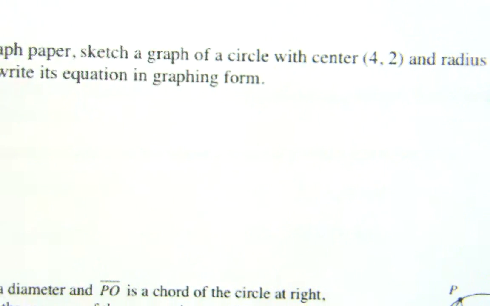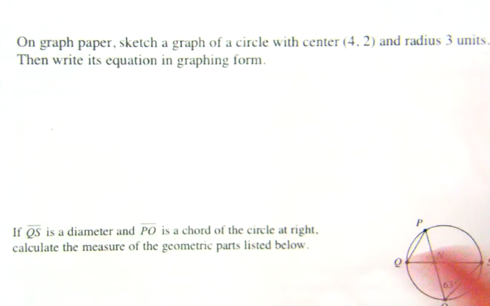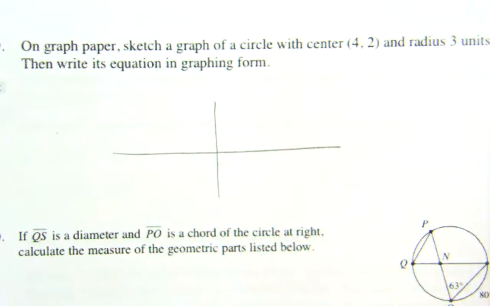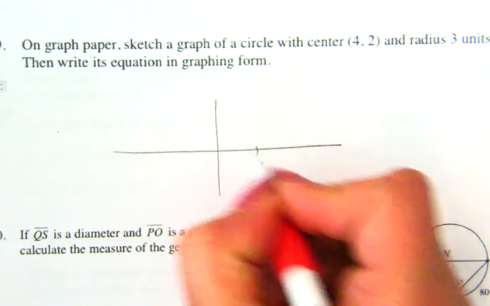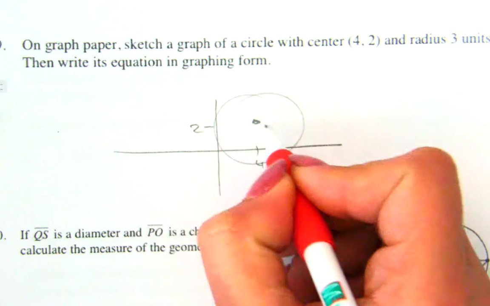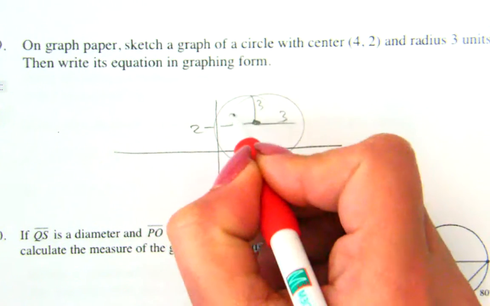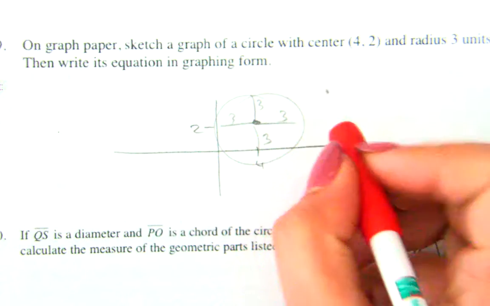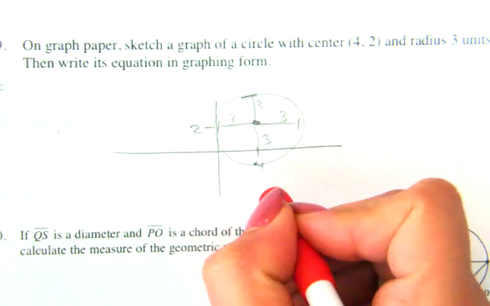All right, and 109, it was sketch a graph of the circle with the center at 4, 2. So we said, okay, we're going to have 4 and 2. So here's our center. We're going to have a circle with a radius of 3 going in all 4 directions. And since they're going in all 4 directions, it's going to be here, here, there, and there.